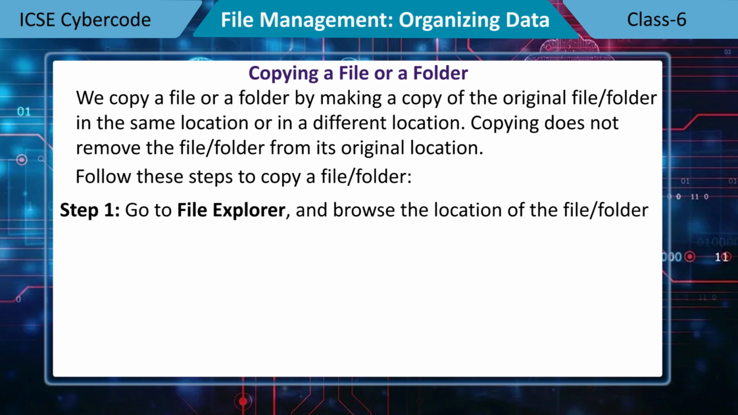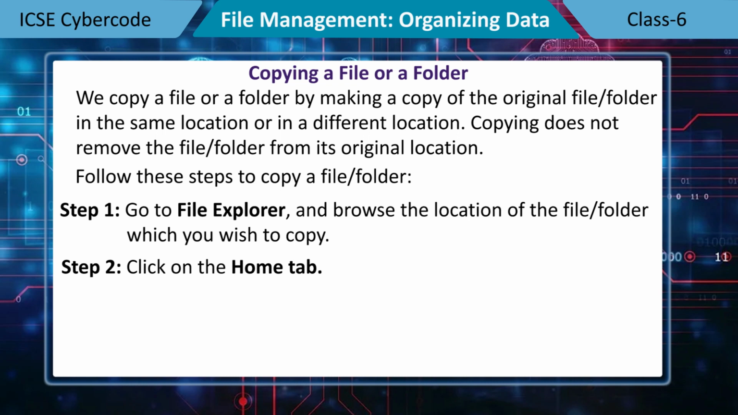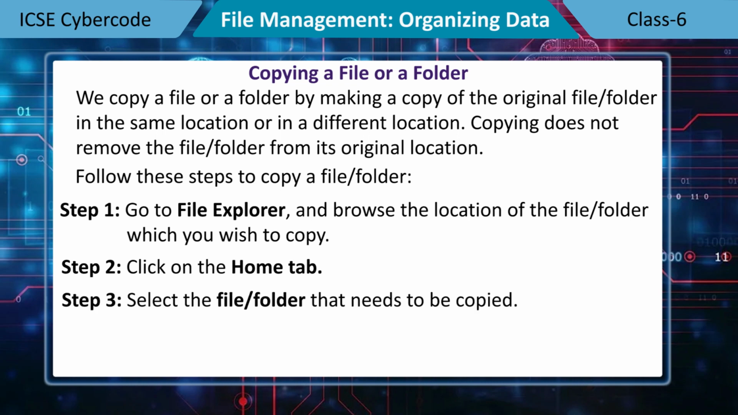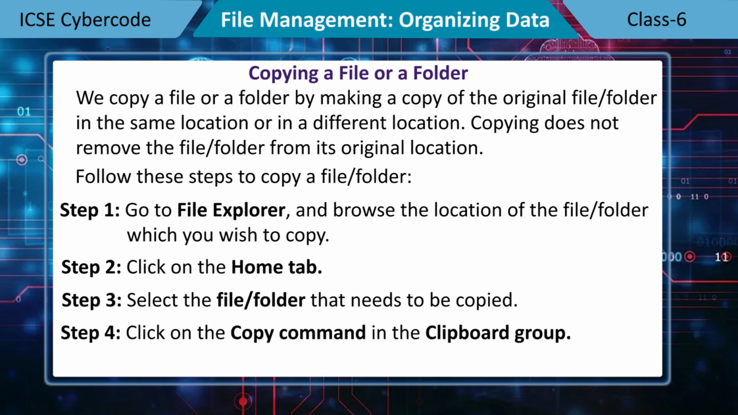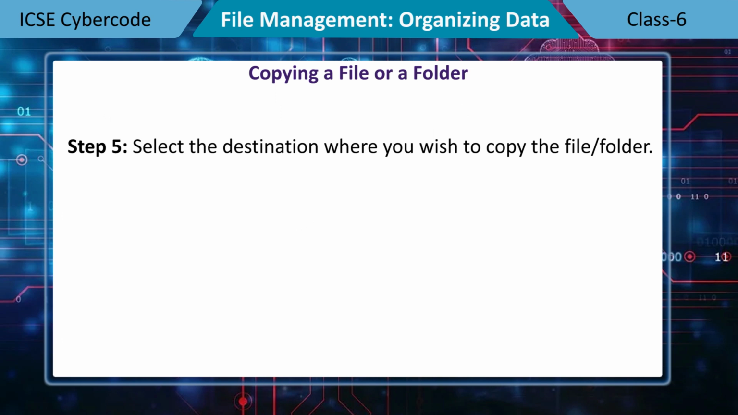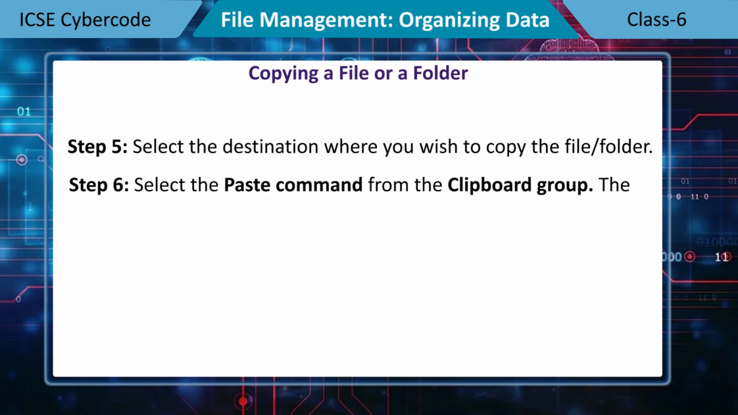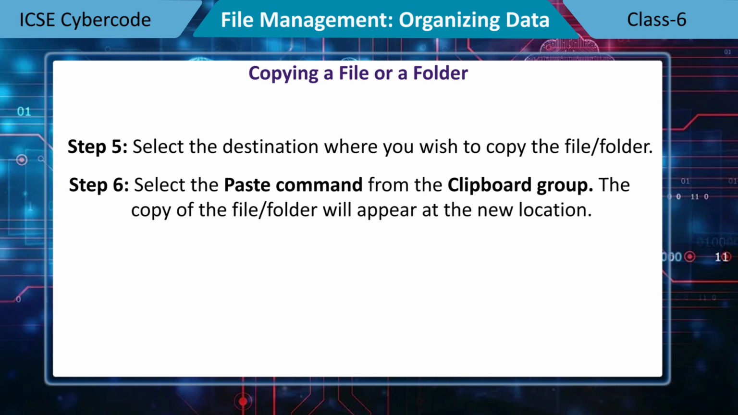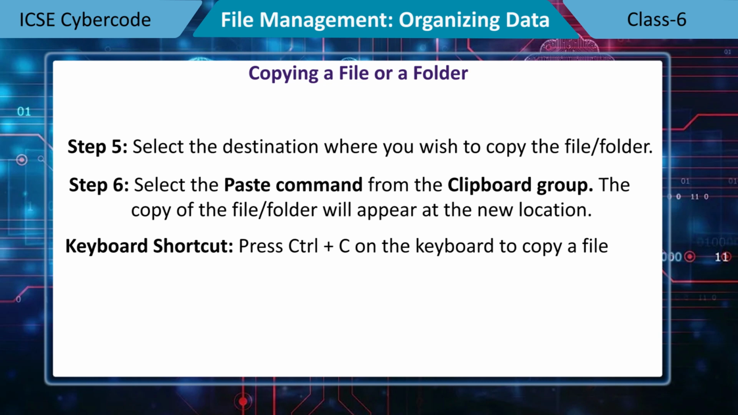Follow these steps to copy a file or folder. Step 1. Go to File Explorer and browse to the location of the file or folder which you wish to copy. Step 2. Click on the Home tab. Step 3. Select the file or folder that needs to be copied. Step 4. Click on the Copy command in the Clipboard group. Step 5. Select the destination where you wish to copy the file or folder. Step 6. Select the Paste command from the Clipboard group. The copy of the file or folder will appear at the new location. Keyboard shortcut. Press Ctrl+C on the keyboard to copy a file or folder.